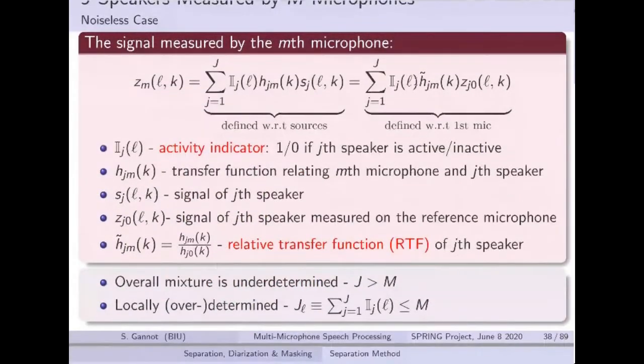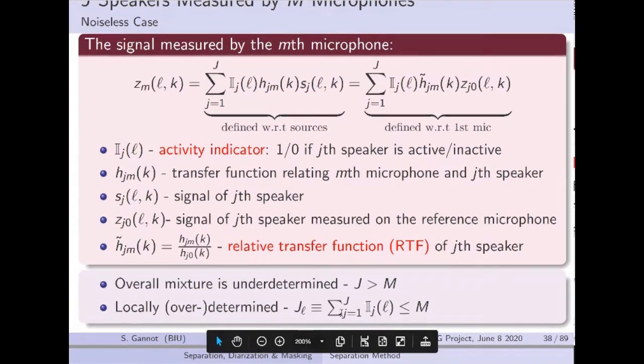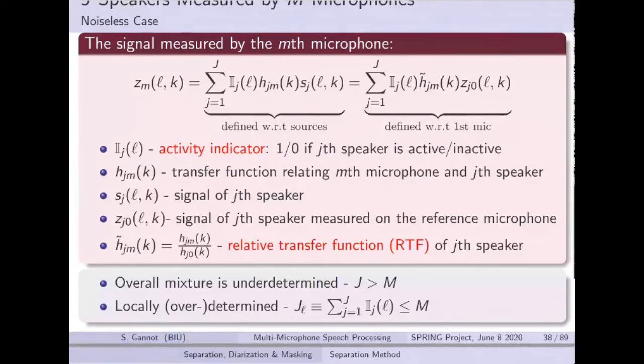Okay, so when we look at this formulation, we are saying that in general, the number of speakers J is larger than the number of microphones M. However, J_L, which is the number of concurrently speaking speakers in each frame, is smaller than M, meaning that the problem is locally overdetermined, and I can apply any beamformer that I like, and specifically we'll apply the LCV beamformer or its variants.